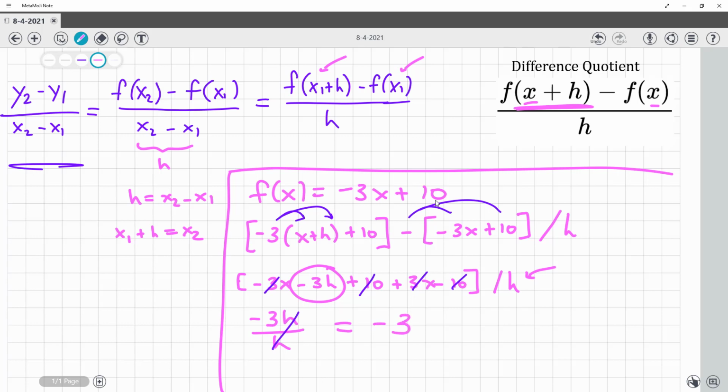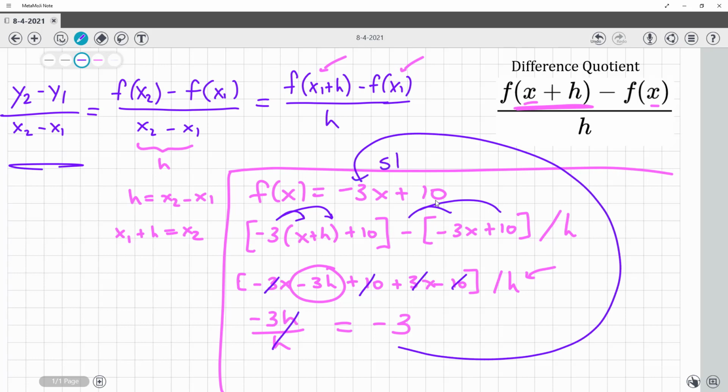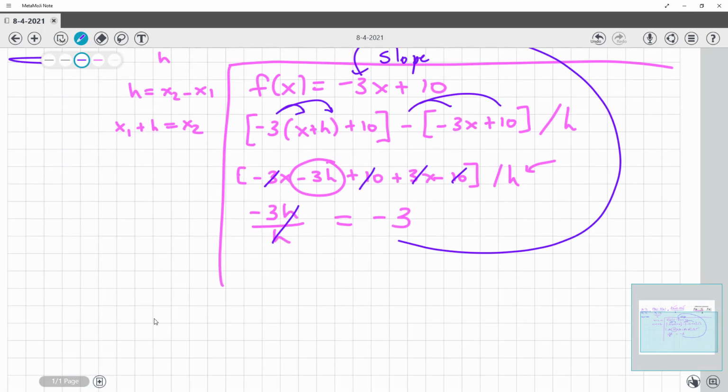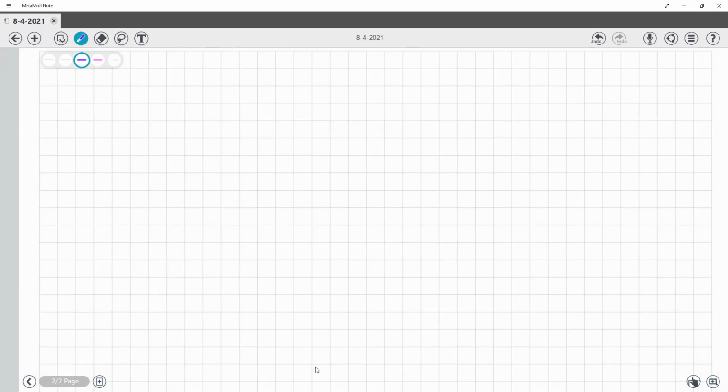Do you know what that negative 3 is? It's the slope. And so this difference quotient, it's easy to understand with a linear. It's just the slope. So you're just finding the slope. With something more complicated, it might not make quite as much sense. Let's do a more complicated one. But again, this is something that comes up later, is I want to use the difference quotient.